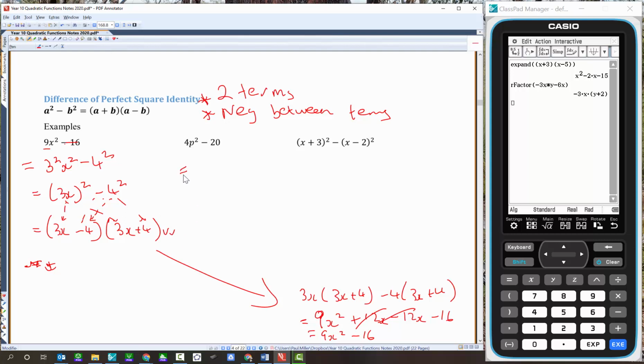Must be right. For this one here, we notice that we've got two terms, we've got a different sign, and we need perfect squares. This one's easy enough. That's going to be written as 2p all squared. Now, how do I write negative 20 as a perfect square?